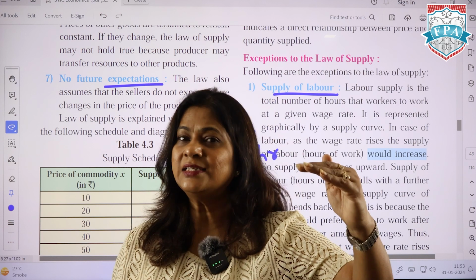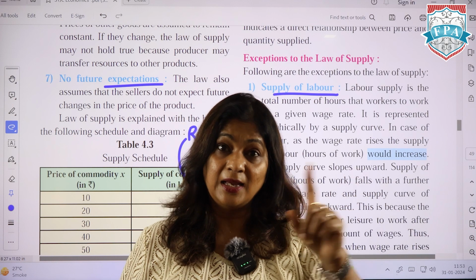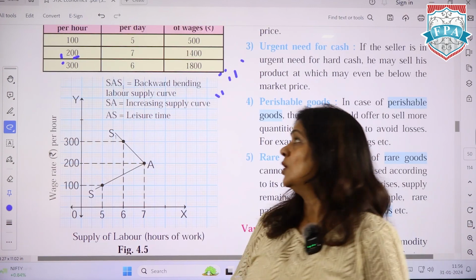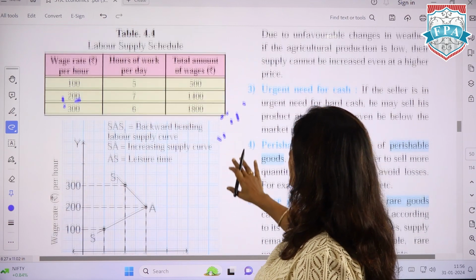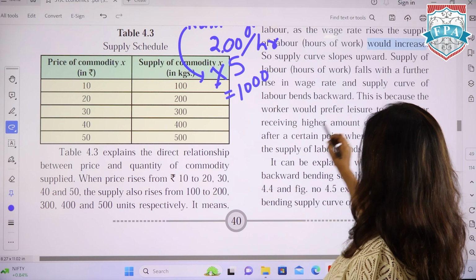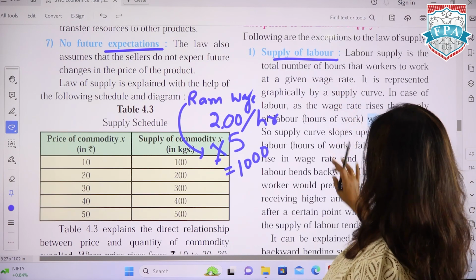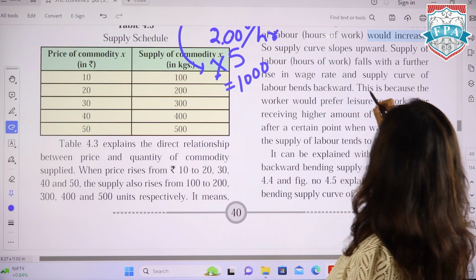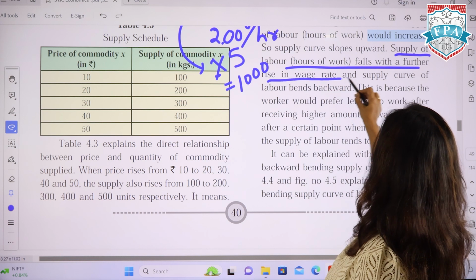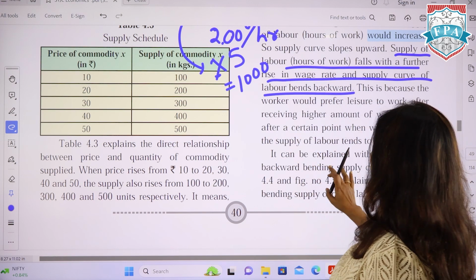Wherein though the price is increasing, the supply is not increasing. And mind it, it's coming again and again in the examination. Okay, so now let's look at your text material. It is talking about how the law of supply of labor is an exception, and in this they are writing that supply of labor falls with a further rise in wage rate, supply of labor bends backward, right?